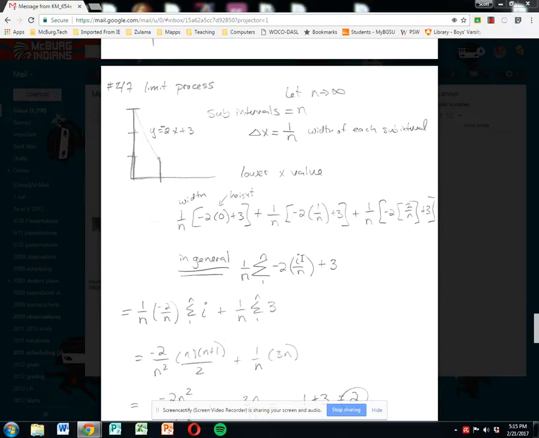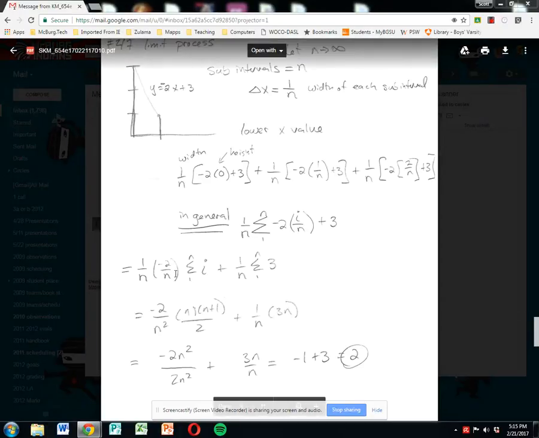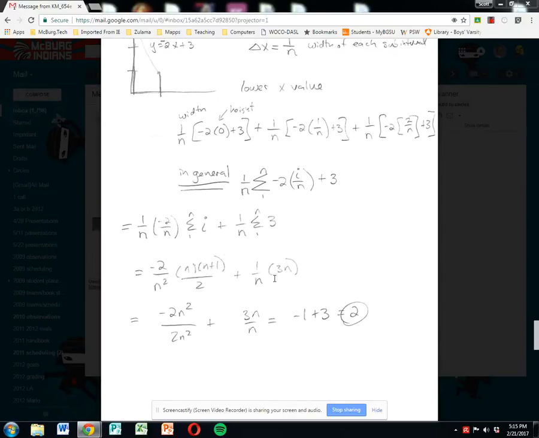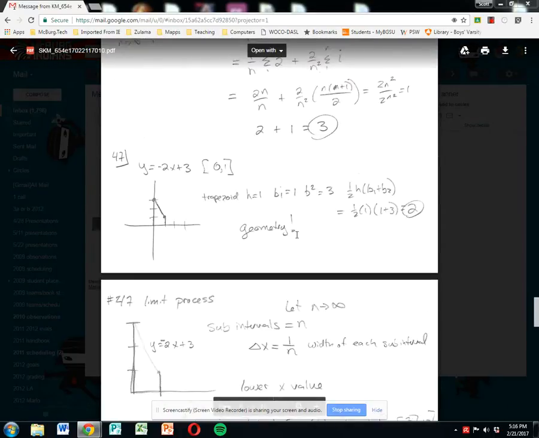This is the basis of substitution in here, very similar to the other one, and then I just start factoring stuff out. I can take the negative 2 over n out, and then I'm left with 1 over n times negative 2 over n times the summation of i, plus 1 over n times the summation of 3. I'm just breaking some of these summations down. When you break them down and put them in your formulas, again, I ignore the rest. I get negative 2n squared over 2n squared, and I get 3n over n. This is negative 1 plus 3, which again says our area is 2. Same thing that we got before.